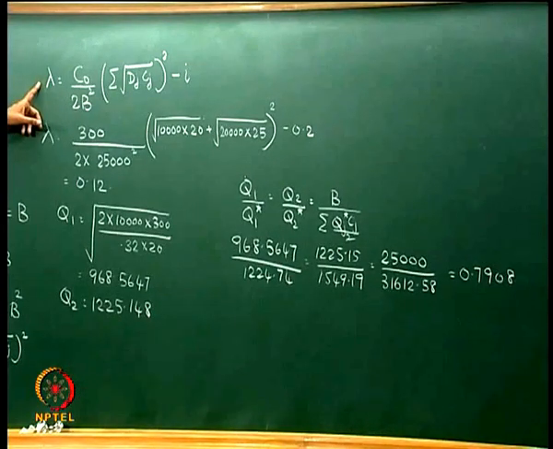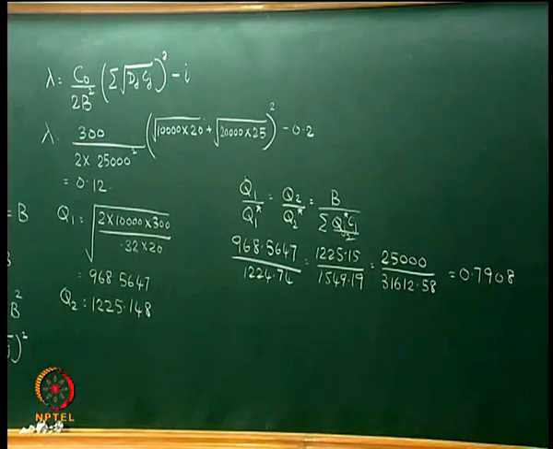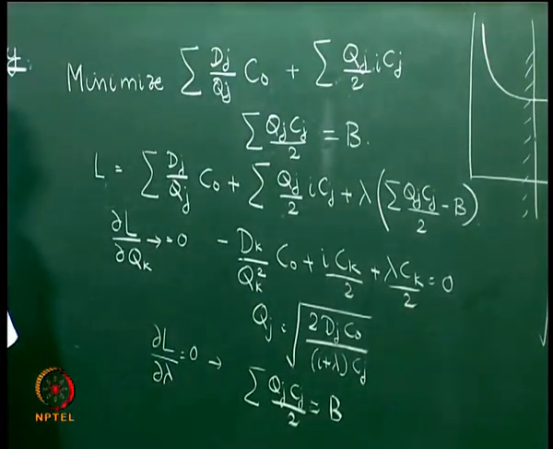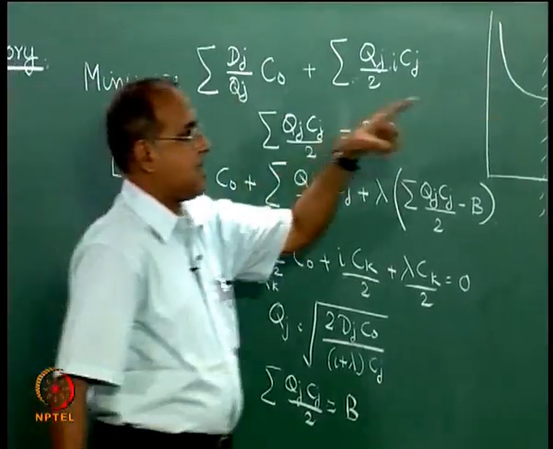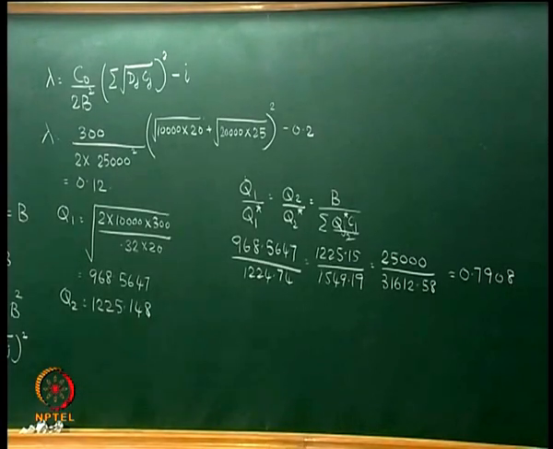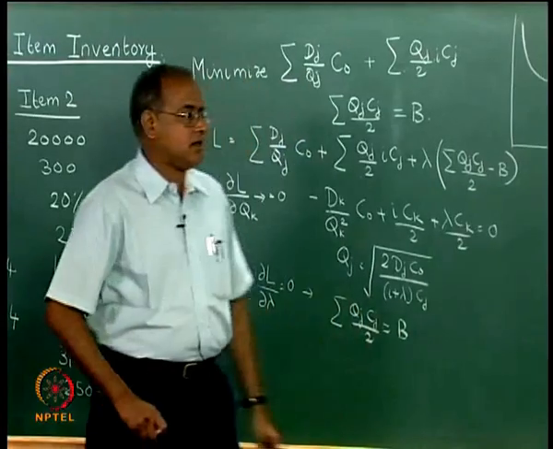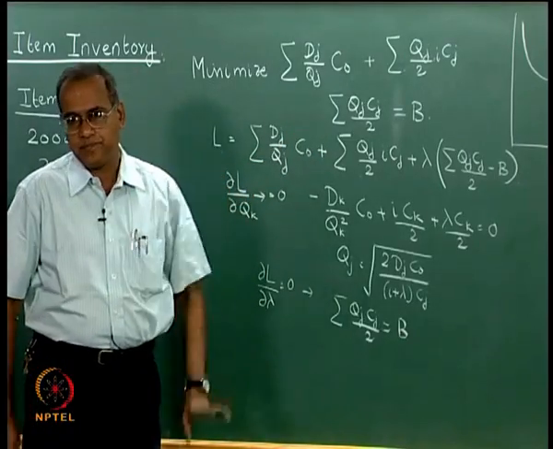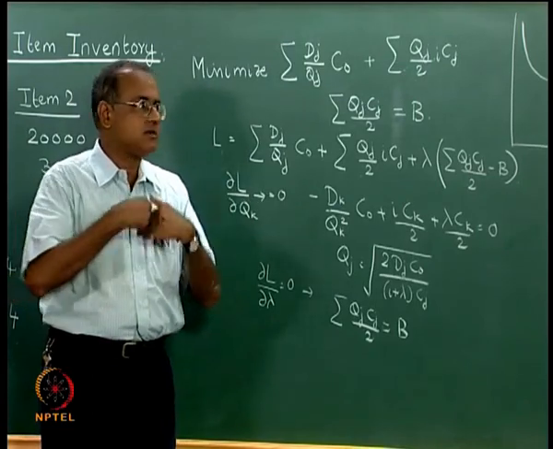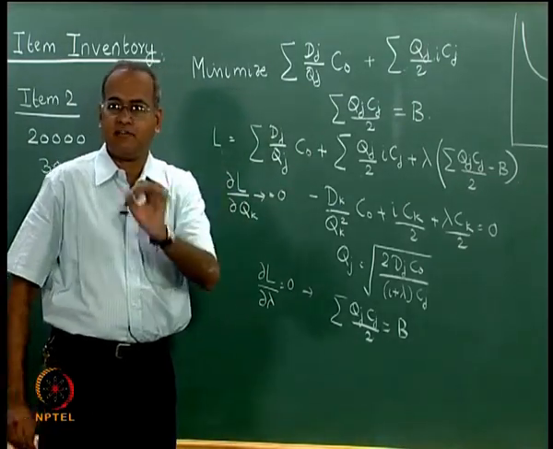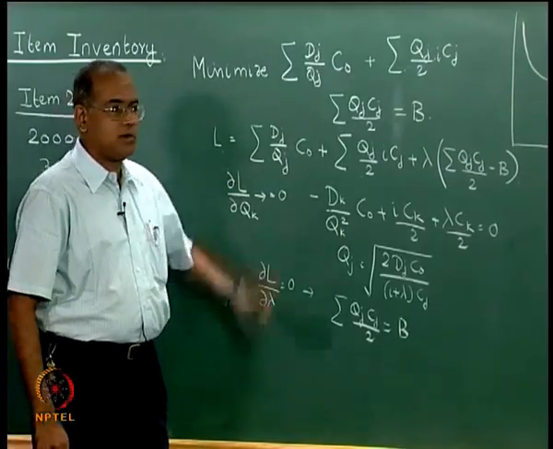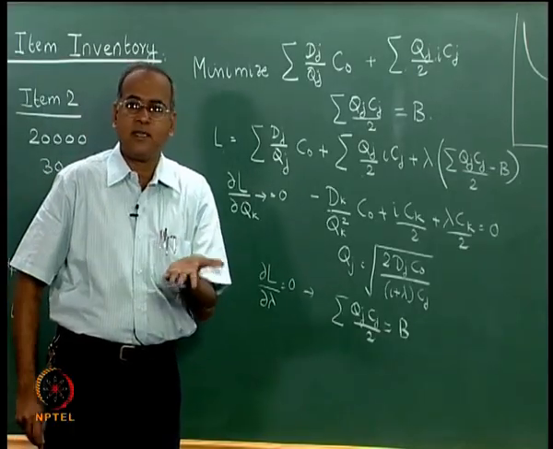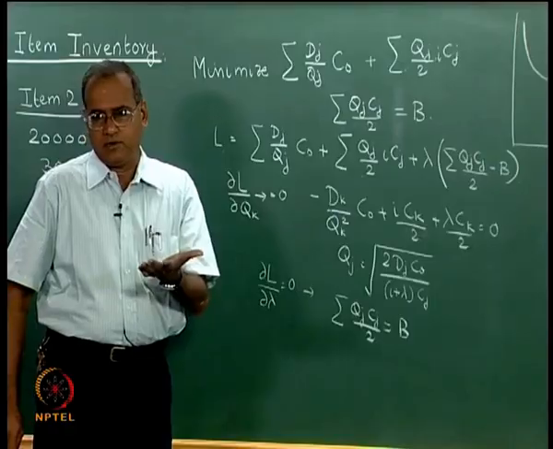A negative lambda means that the constraint is actually satisfied by the economic order quantity. Therefore, one should not blindly use this lambda. One should use this lambda only after ascertaining that the economic order quantity violates the condition Qj Cj by 2 is less than or equal to B. If we forget that and we still use the formula blindly, and if we get a negative, it is an indication that the economic order quantity actually satisfies the condition or satisfies the upper limit on the money value of the average inventory.